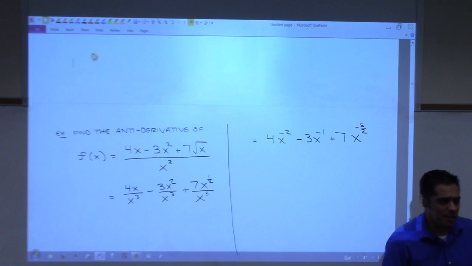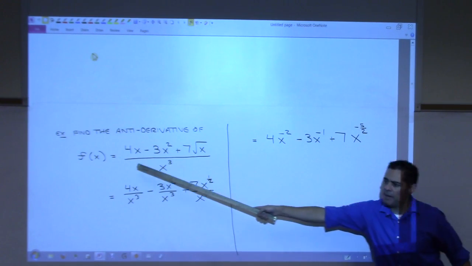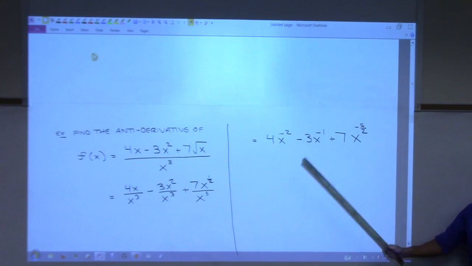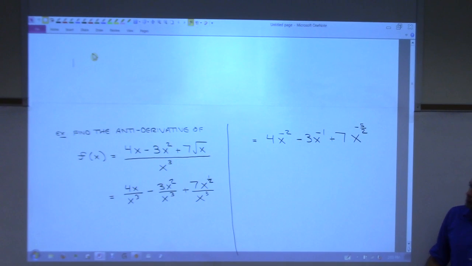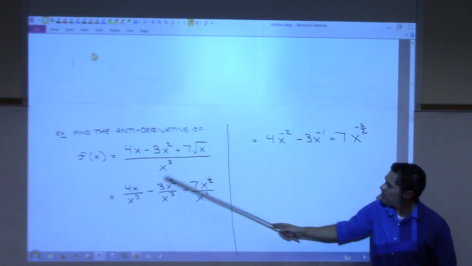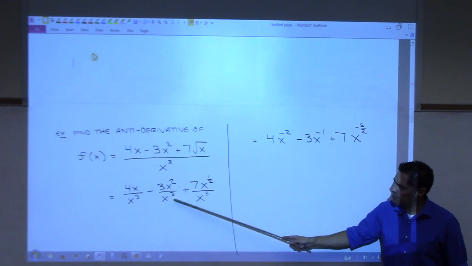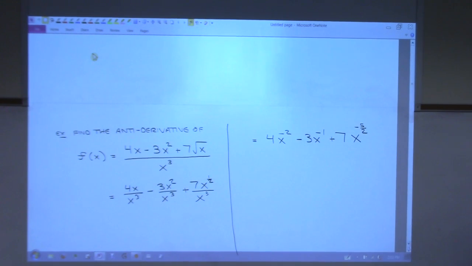Y'all understand I haven't done any calculus, right? This is just algebra at this point. I'm just rewriting little f. This is another version of little f. Looks different, doesn't it? I took x to the first power over x cubed. You do 1 minus 3, get negative 2. Here, 2 minus 3 is negative 1. Here, 1/2 take away 3 is negative 5 halves. And now you can do the antiderivative of each of these.